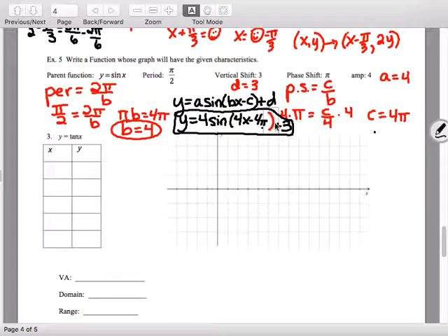So, what you're going to do when you either have a graph and you want to write the equation or you're given characteristics and you want to write the equation, you want to go through and find A, B, C, and D. And then plug them in.